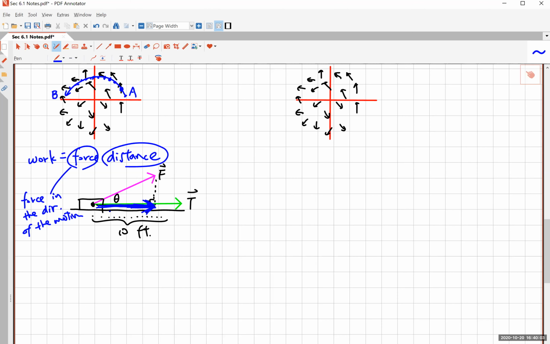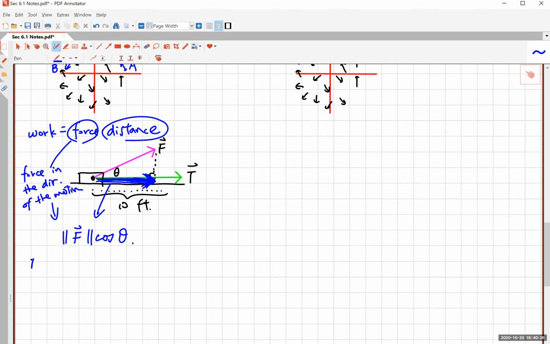Okay, so let's try to find out what that length is. That length is going to be the magnitude of F times the cosine of theta. Do you agree with that? Yeah, so this force is exactly that, right? Because that would be the length of this blue arrow, okay? So it's the magnitude of F times cosine of theta. But wait, this looks familiar, right? Note, F dot T.